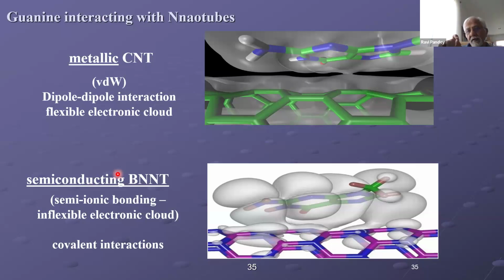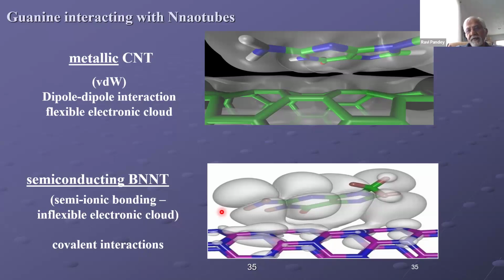You can see the calculations distinctly differentiate these two types of bonding: the dipole-dipole interaction between the pi electronic cloud of guanine and a carbon nanotube, and, once you have the semi-ionic bonding of a BN nanotube, a covalent type of interaction, which we call polar covalent interaction, between boron nitride and guanine.